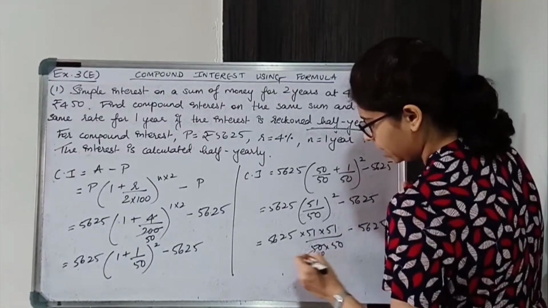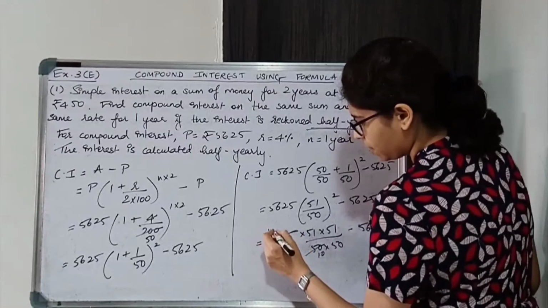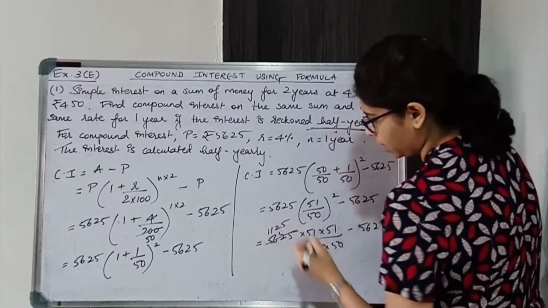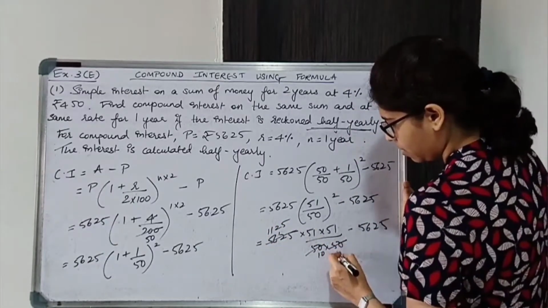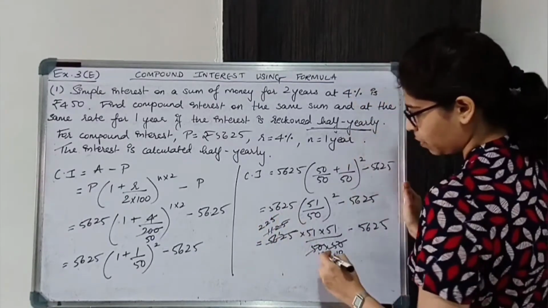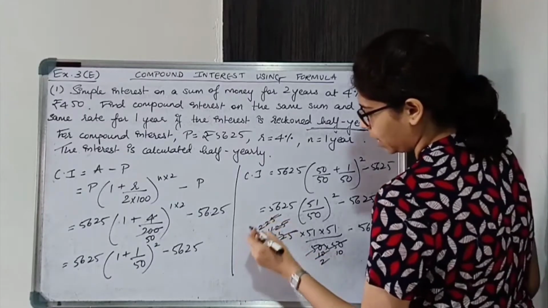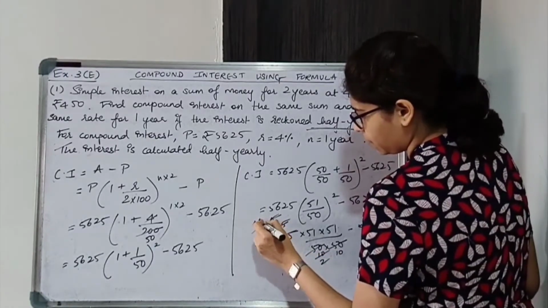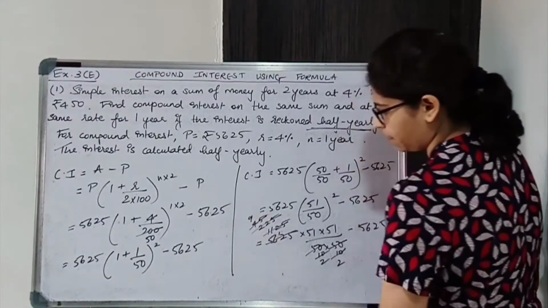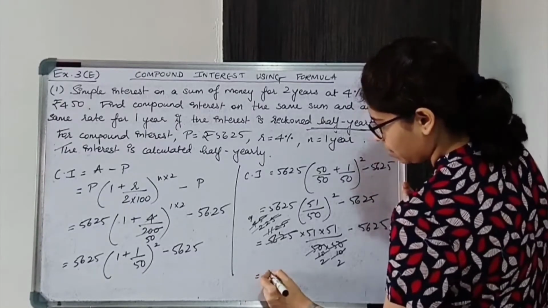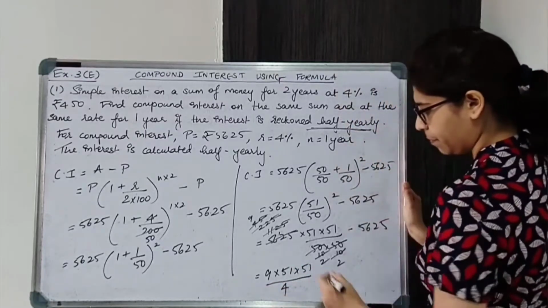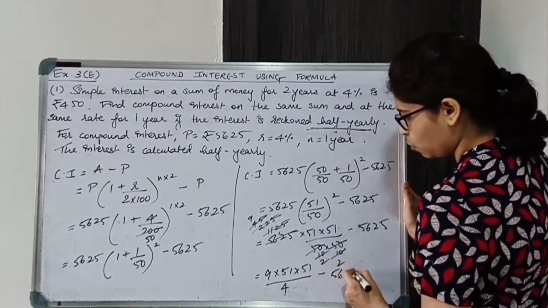Now 5 tens are, 5 ones are, 5 ones are, 1 will remain, 5 twos are, 5 fives are. 5 tens are, 5 twos are 10, 5 twos are 10, 5 fives are. So 5 twos are again, 5 fours are 20, 5 fives are, 5 twos are, 5 nines are. So we get 9 into 51 into 51 upon 4 minus 5625.